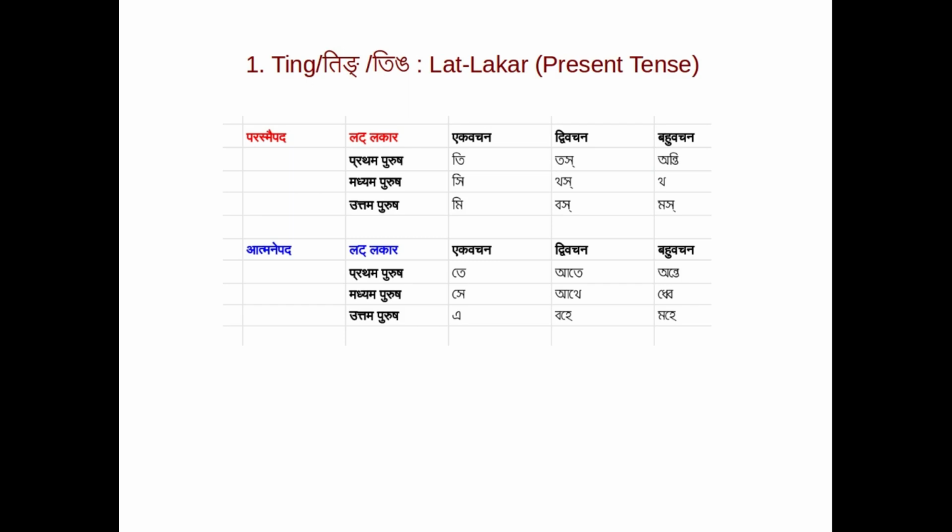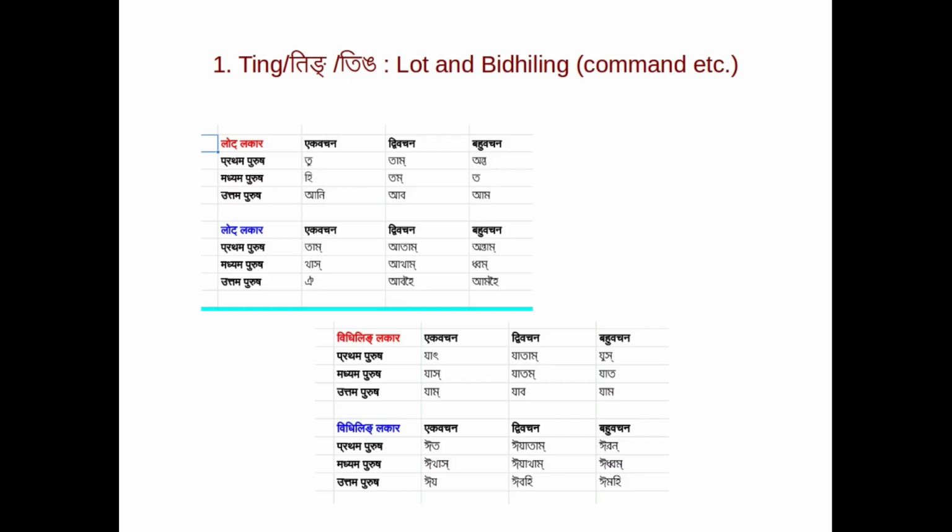Now let us look into lot and vidhiling, which is for command, wish, etc. For lot, Parasmaipadi is tu tam antu, hi tam ta, ani va ma, and for Atmanepadi tam atam antam, sva atham dhvam, ai avahai amahai. For vidhiling, Parasmaipadi is yat yatam yus, yas yatam yata, yam yava yama, and for Atmanepadi ita iyatam iran, ithas iyatham idhvam, iya ivahi imahi.